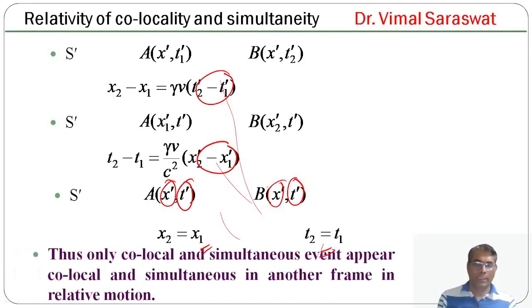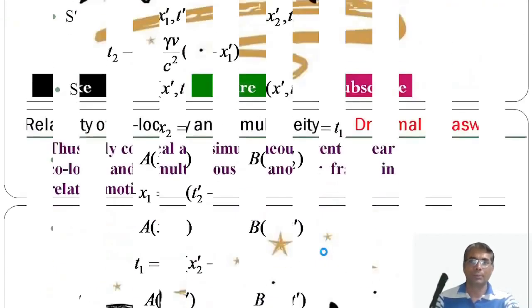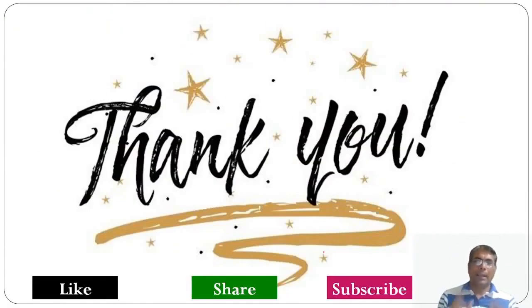Thus, only co-local and simultaneous events appear co-local and simultaneous in another frame in relative motion. Here we end our session. In today's session, we have discussed Lorentz transformation, co-locality and simultaneity, and also the basic postulates of the special theory of relativity. Goodbye.